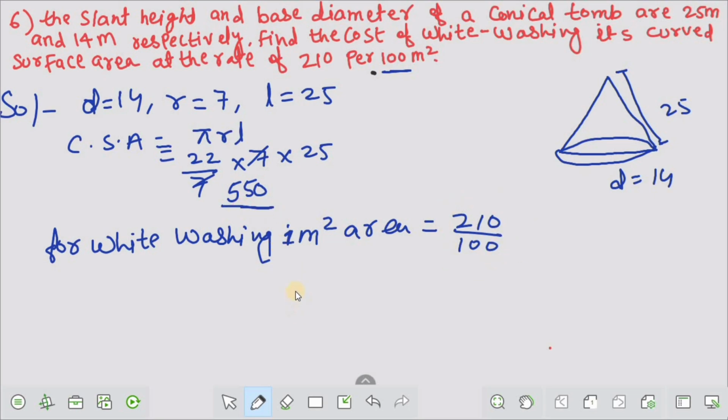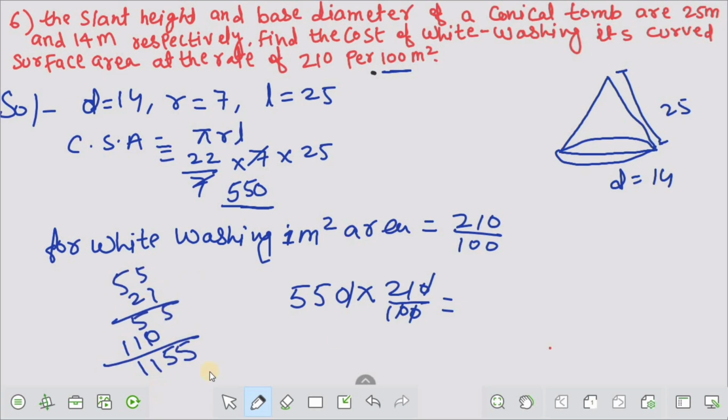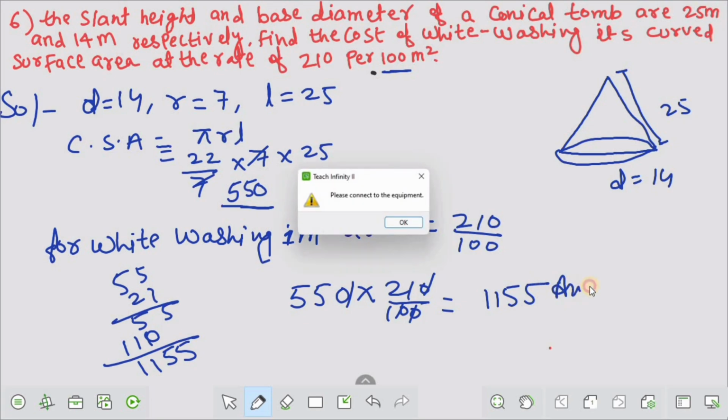We have this area, which means 550 into 200 divided by 100. 55 into 20 will be 1100. 1100. This is going to be your answer.